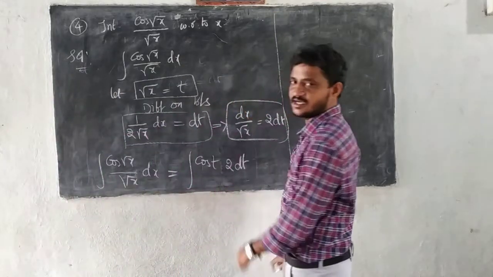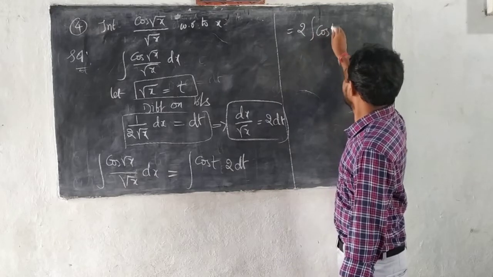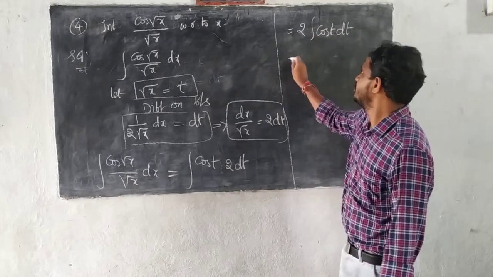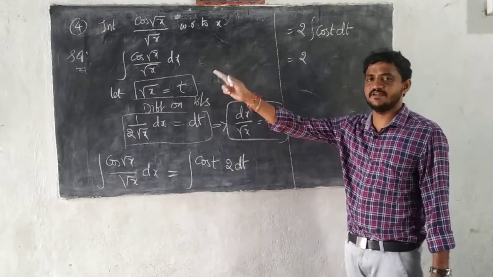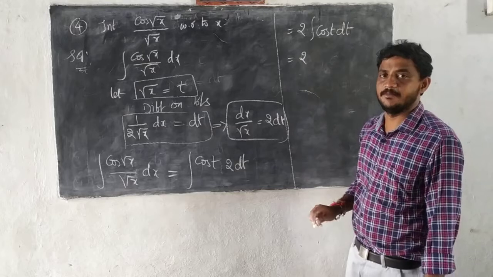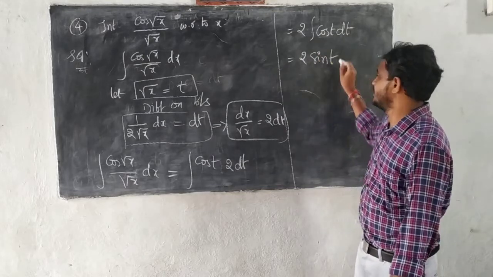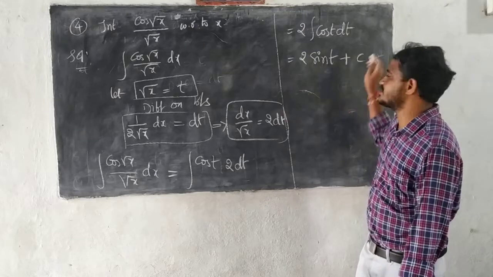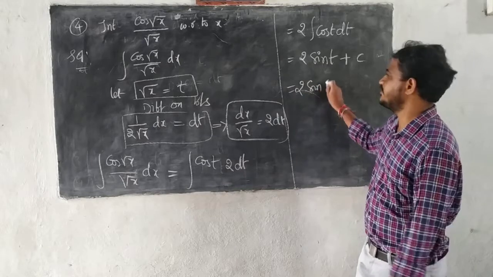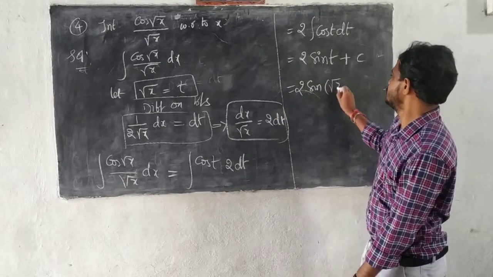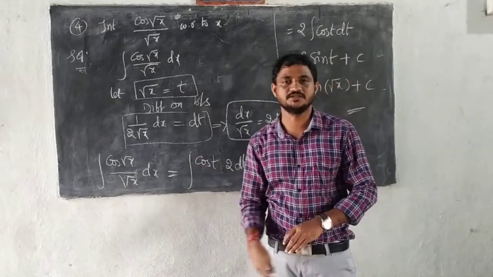Here 2 is a constant, so write 2 outside. The integral of cos t into dt, which is a standard form, so the given function is converted into standard form. What is the integration of cos t? Sin t plus the constant of integration c. Then substitute the t value. What is the t value here? Root x. So 2 sin root x plus c is the integral of the given function.